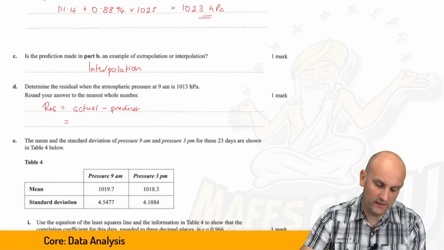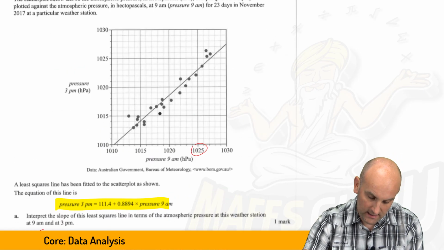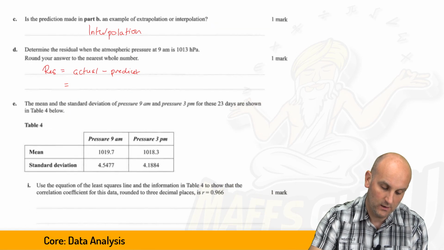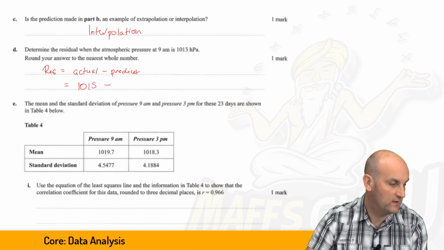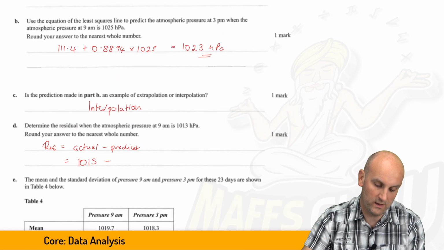So our actual value, we're going to read off 1013. So where is 1013? So here is the line for 1013. That is my actual value, which came out as 1015. So my actual value was 1015, and subtract from that my predicted value at 1013.